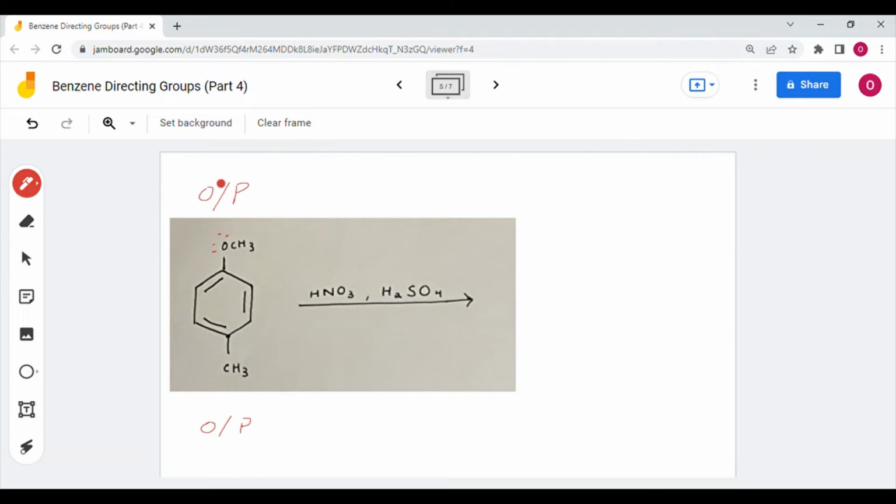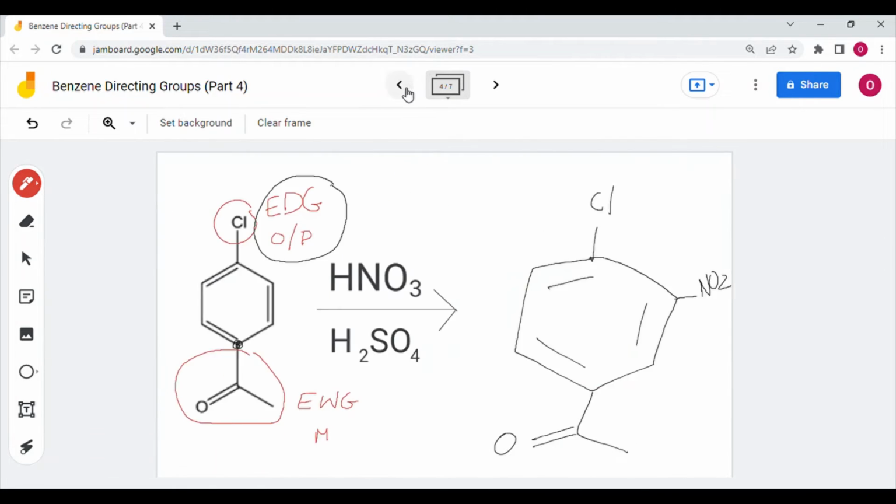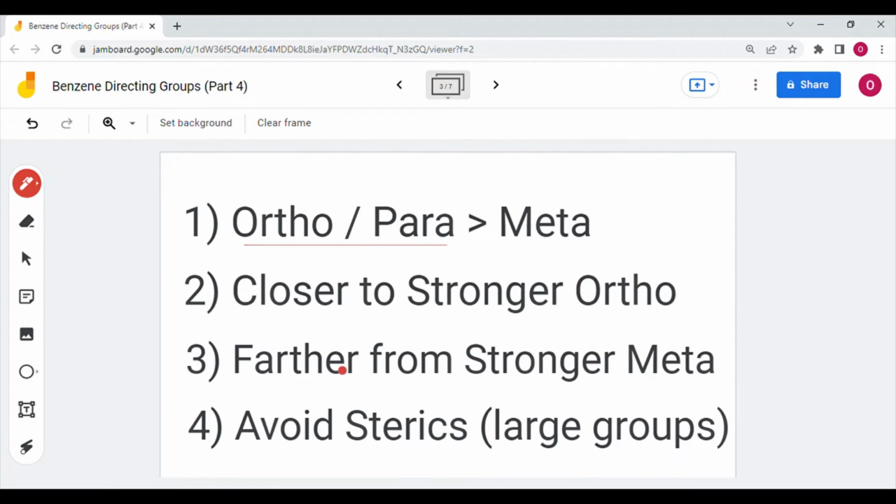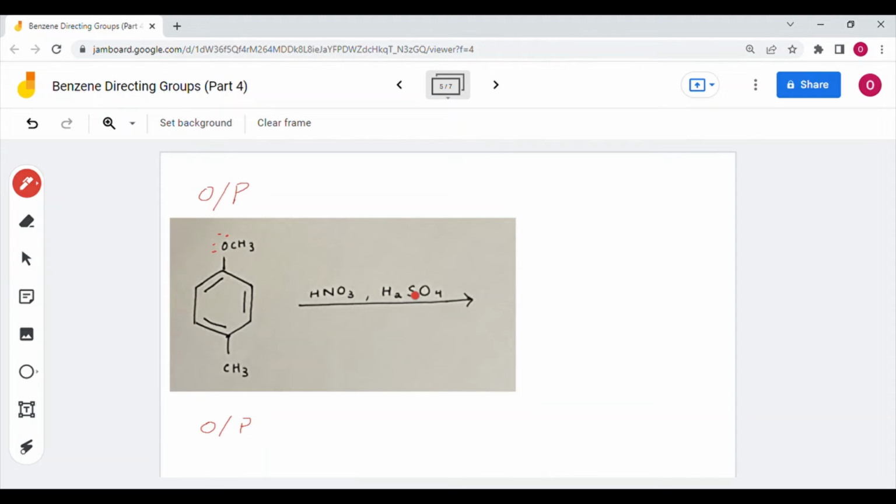So because there are two ortho-para groups, the question becomes, in which relation does the nitration reaction go? Is it the OCH3 group or is it just the CH3? So if we look back onto the chart, the second rule is that if there are two ortho-para groups, it's always going to be closer to the stronger ortho-para group. So with that in mind, we have to determine which ortho-para group is stronger.